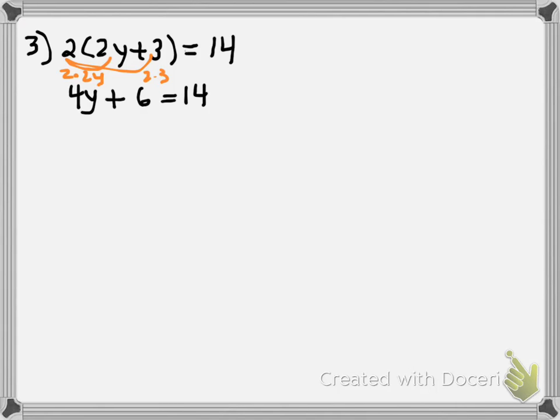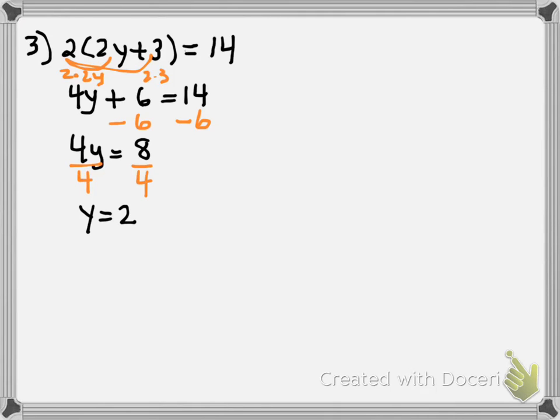And now this problem looks like the first problem did. So I've got my variables on the left. I need my constants on the right. To do that, the opposite of adding 6 would be subtracting 6. So that gives me 4y equals 8. And the opposite of multiplying by 4 is dividing by 4. And we get y equals 2.